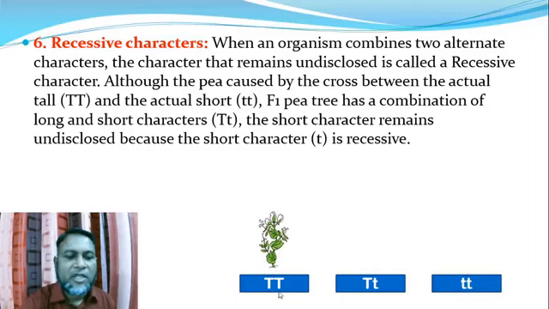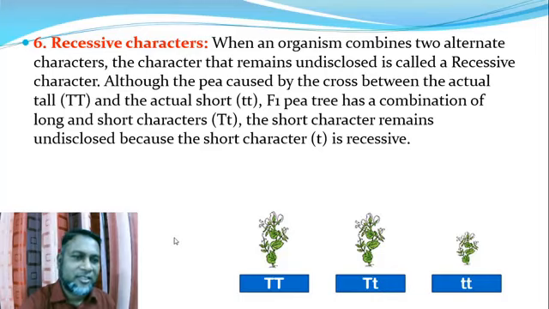In this figure, capital T shows long plant, small t shows short plant, capital T and small t together show long plant. There, small t for the short characteristic does not express here. So, small t is a recessive character.